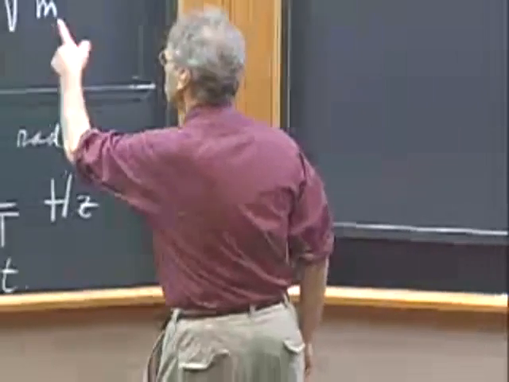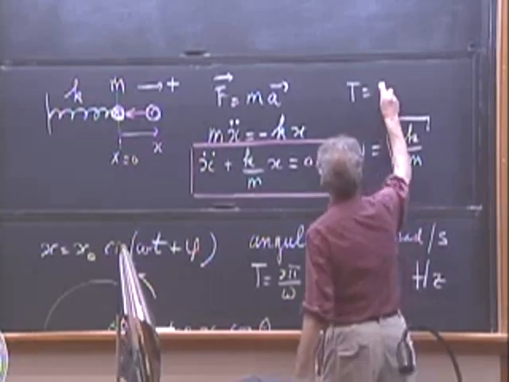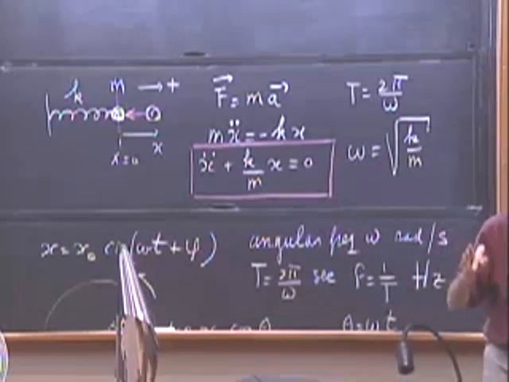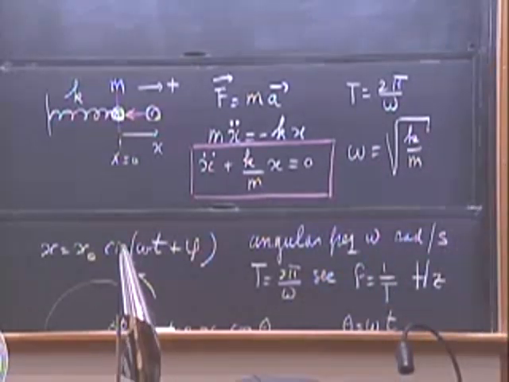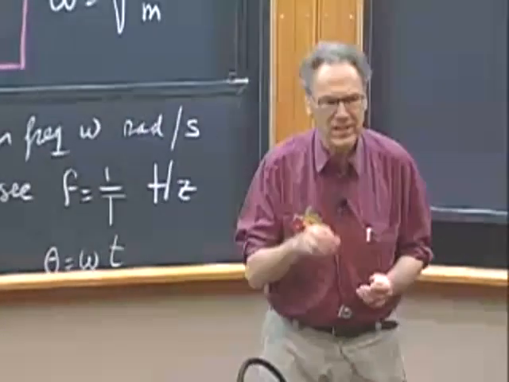Notice, which is not so intuitive, that this angular frequency omega, and therefore also the period of oscillation, 2 pi divided by omega, is independent of x0. So it's independent of how far I move it away from equilibrium. If I move it far out, it will take the same amount of time for one oscillation than if I move it out a teeny-weeny little bit. Not so intuitive. So omega is independent of my initial conditions.